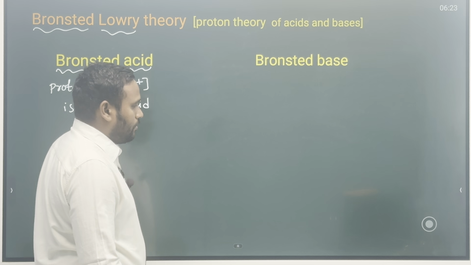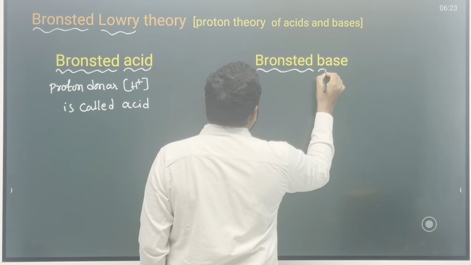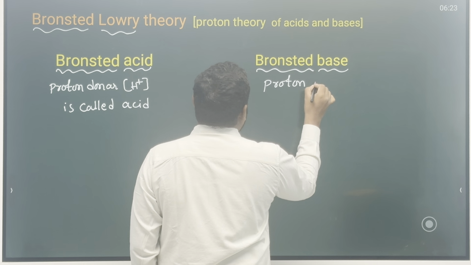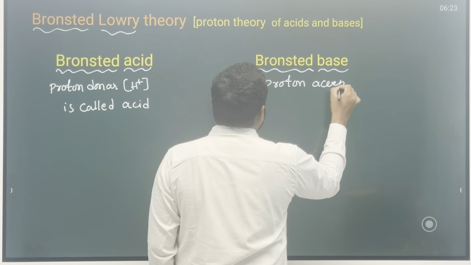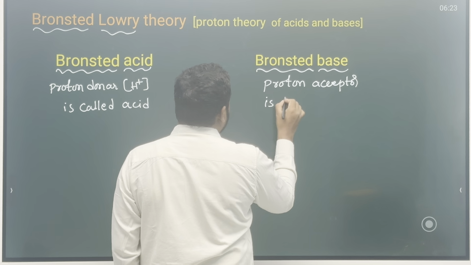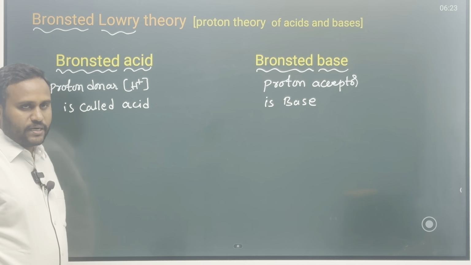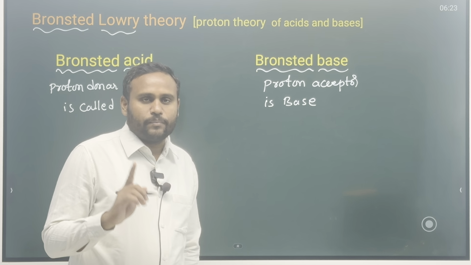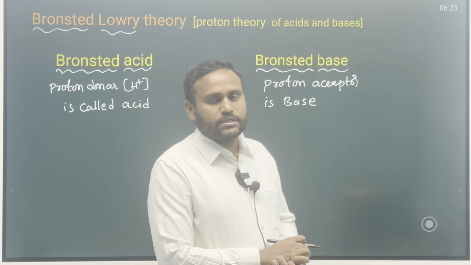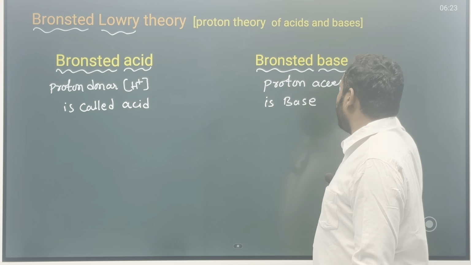And proton acceptor is base. What is a Bronsted base? Proton acceptor is base. Proton acceptor is what? Base. Okay. So, what is a Bronsted acid? The substance which can donate the proton is called a Bronsted acid. And what is a Bronsted base? The substance which can accept the proton is called a Bronsted base.